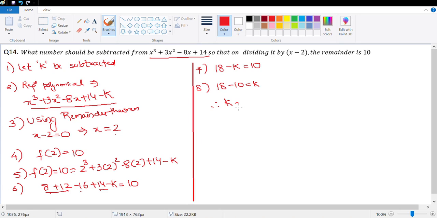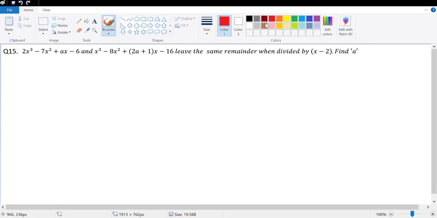So 18 minus k is equal to 10, which means 18 minus 10 is equal to k. Therefore, k is equal to 8, which means we need to subtract 8 from this polynomial so that the resulting polynomial, when it is divided by x minus 2, will get a remainder of 10. That brings me to the next question.